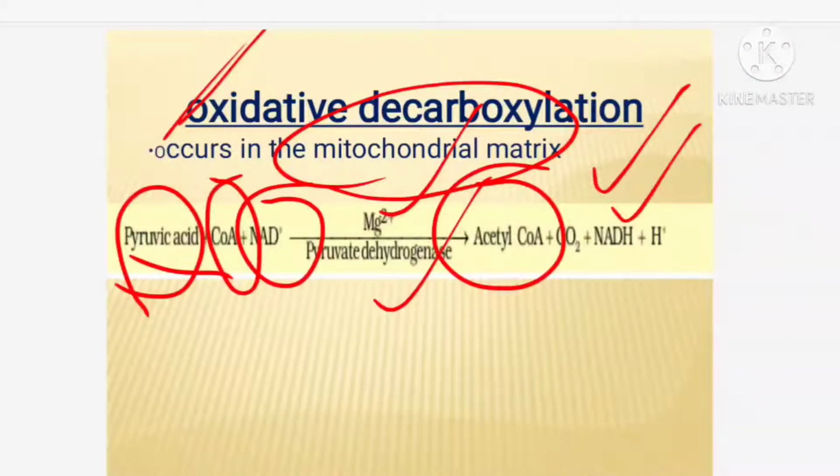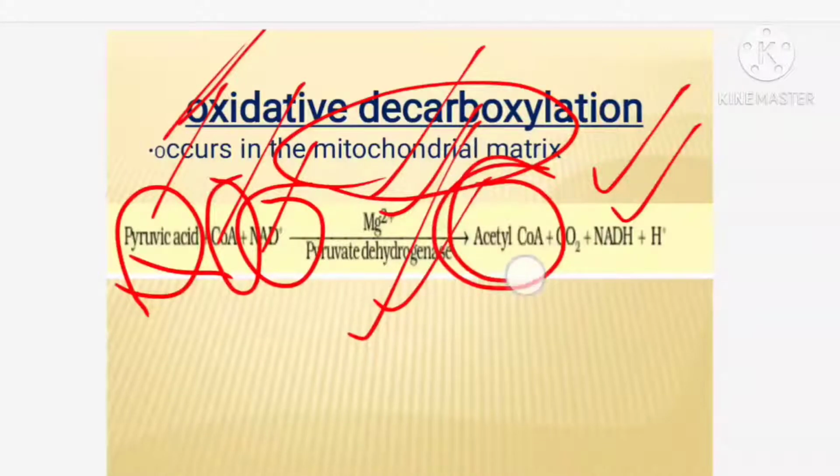So, this step we have discussed, isn't it? In glycolysis I got pyruvic acid. How many pyruvic acid did I get? I got 2 pyruvic acid. So, these 2 pyruvic acid go from the cytoplasm into the mitochondrial matrix, and there they undergo oxidative decarboxylation, in which pyruvic acid reacts with coenzyme A and NAD in the presence of magnesium ion and pyruvate dehydrogenase to form what? Acetyl coenzyme A. After this it is going to enter into a cycle called the Kreb cycle.